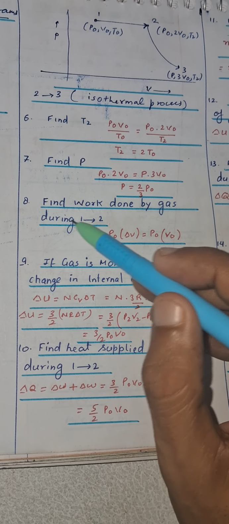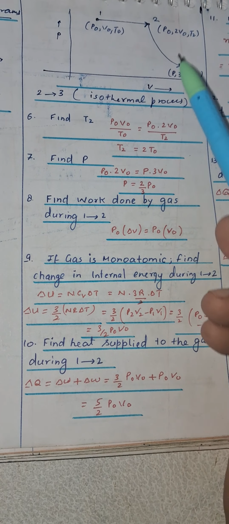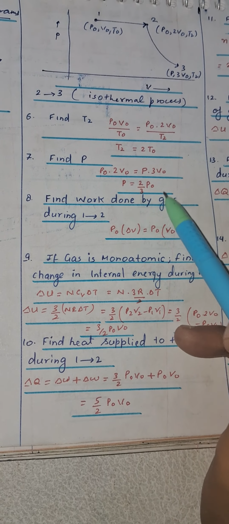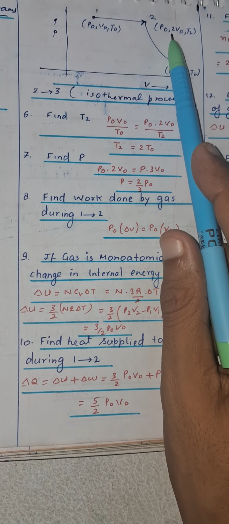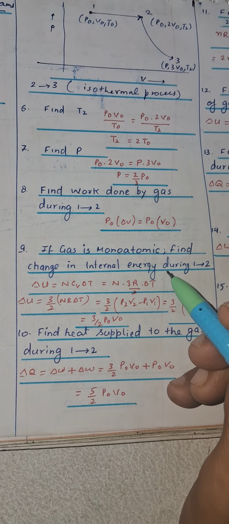Next is the work done by the gas during 1 to 2. As is evident from the graph, it's an isobaric process. For an isobaric process, the work done is P naught into delta V, where delta V is the change in volume. So here it will be 2 V naught minus V naught. So work done will be P naught into V naught.